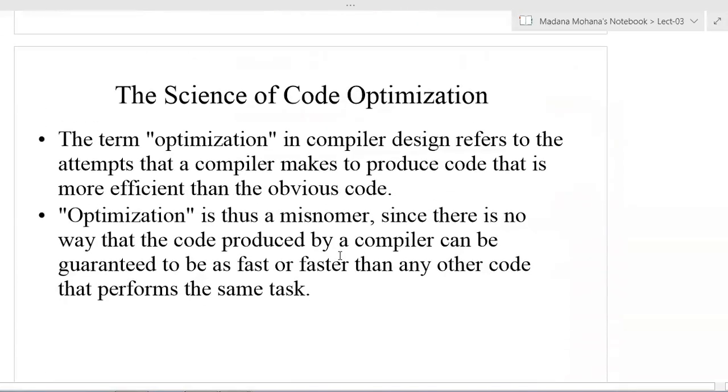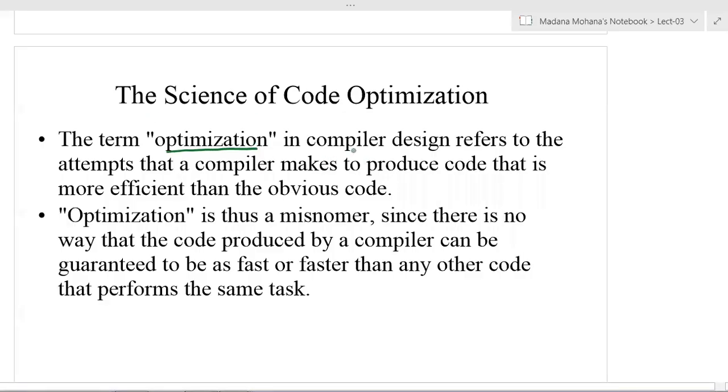So then the science of code optimization. What is the role of code optimization? How will this be used here? Code optimization is one of the phases of a compiler, out of 6 phases. Fifth phase is code optimization. We already discussed the role of optimization, which is used to minimize or reduce the intermediate code. Then that can be taken as the input of the code generator, which produces the target code. That is the role of code optimization.